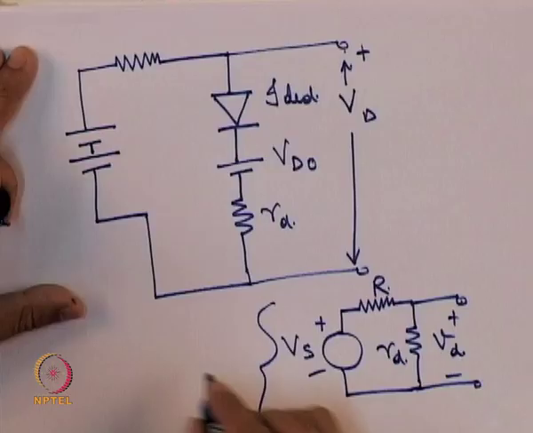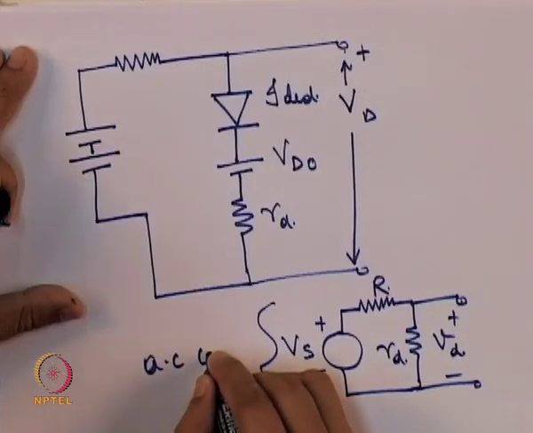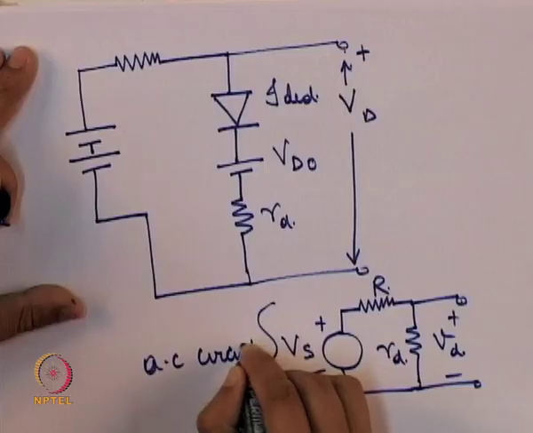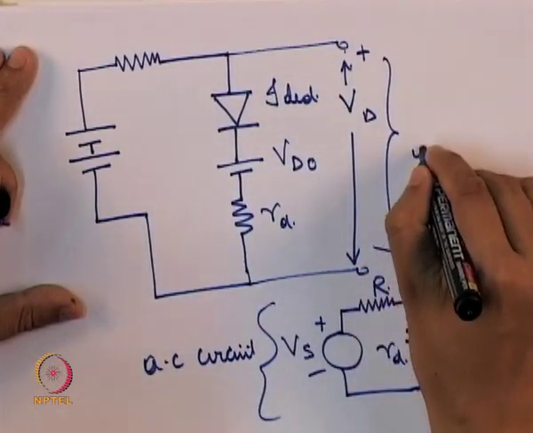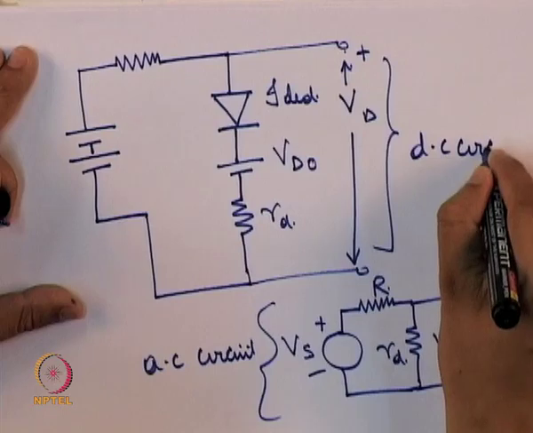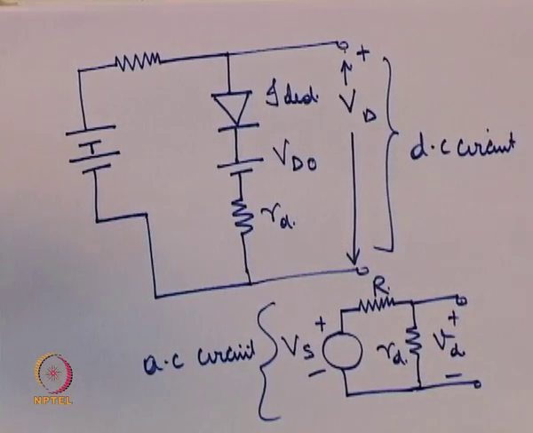This circuit is called the AC circuit. This circuit is known as the DC circuit. Note that both these two circuits operate only in the positive bias mode, that is when the diode is conducting. For when the diode is not conducting, of course these two circuits will not be valid.